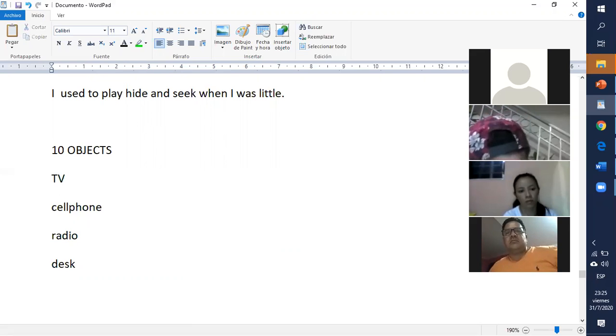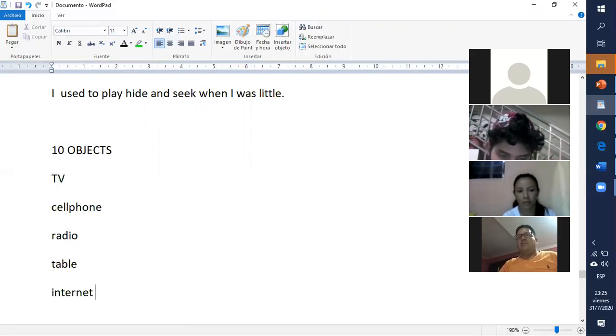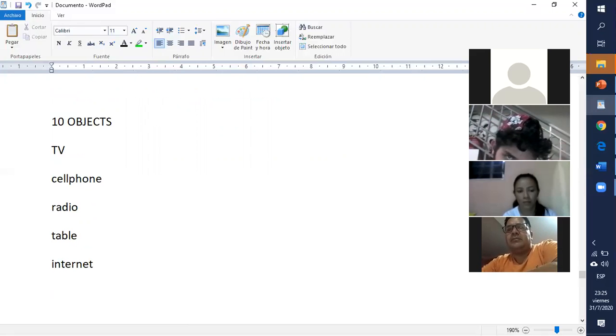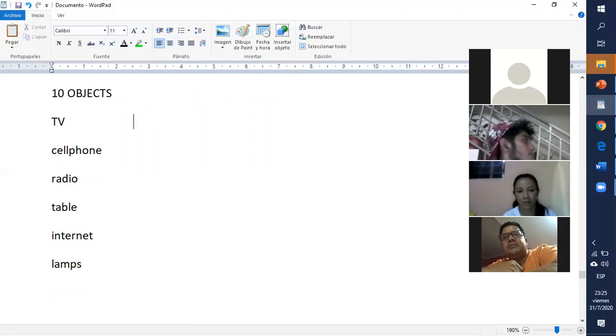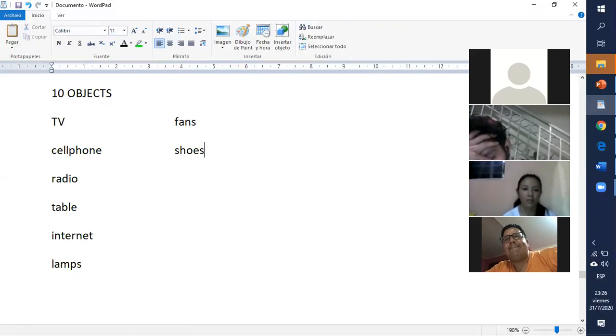Okay, I'm gonna replace table by desk. But I like table. Notebook. Oh, you know what? We're gonna add the internet, right? Lamp. Okay. A fan, teacher. Fans, like this? Fan, no fans. Ventilador? Yeah, fan. I wrote it in the plural form here. Okay. Thanks. Ventiladores, yeah. Shoe. Okay. Shoes, yeah. We wear them every day, that's right. Shoes, that's plural. What else?